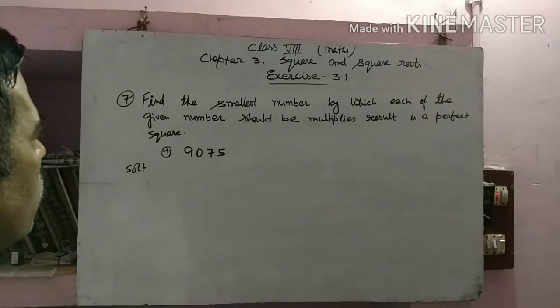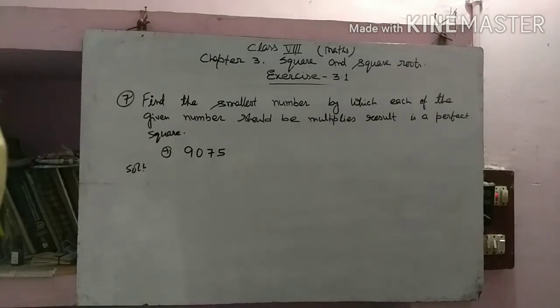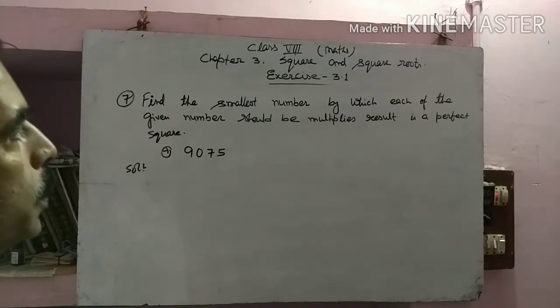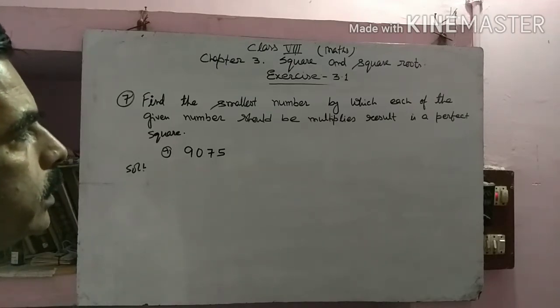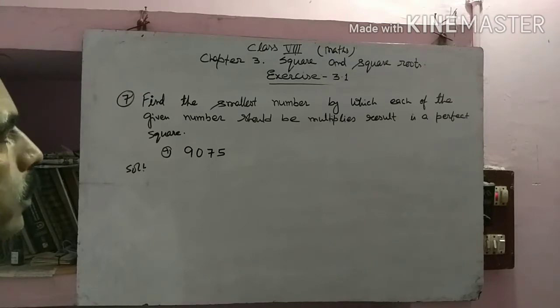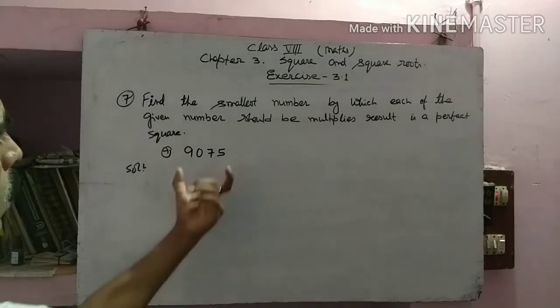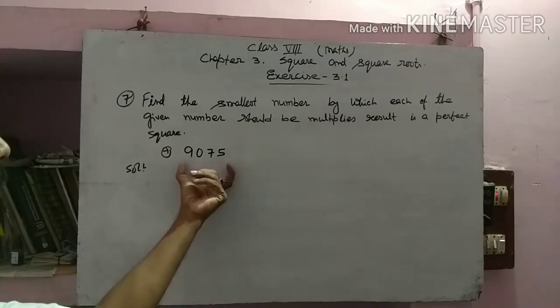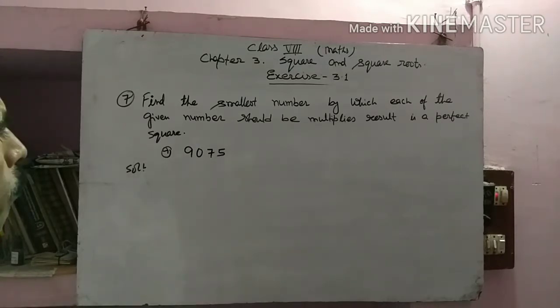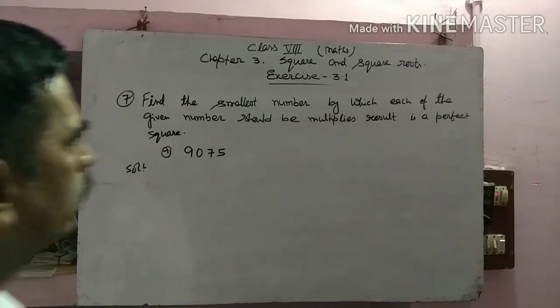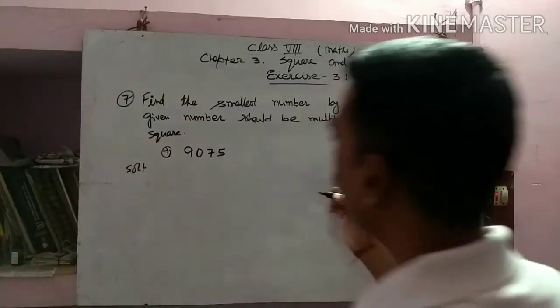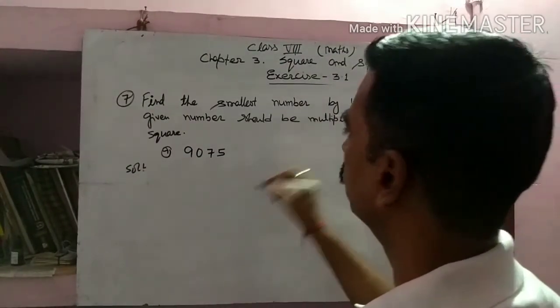The seventh question is to find the smallest number by which each of the given numbers should be multiplied so that the result is a perfect square. The number is given as 9075. So we have to get the prime factorization of this number.